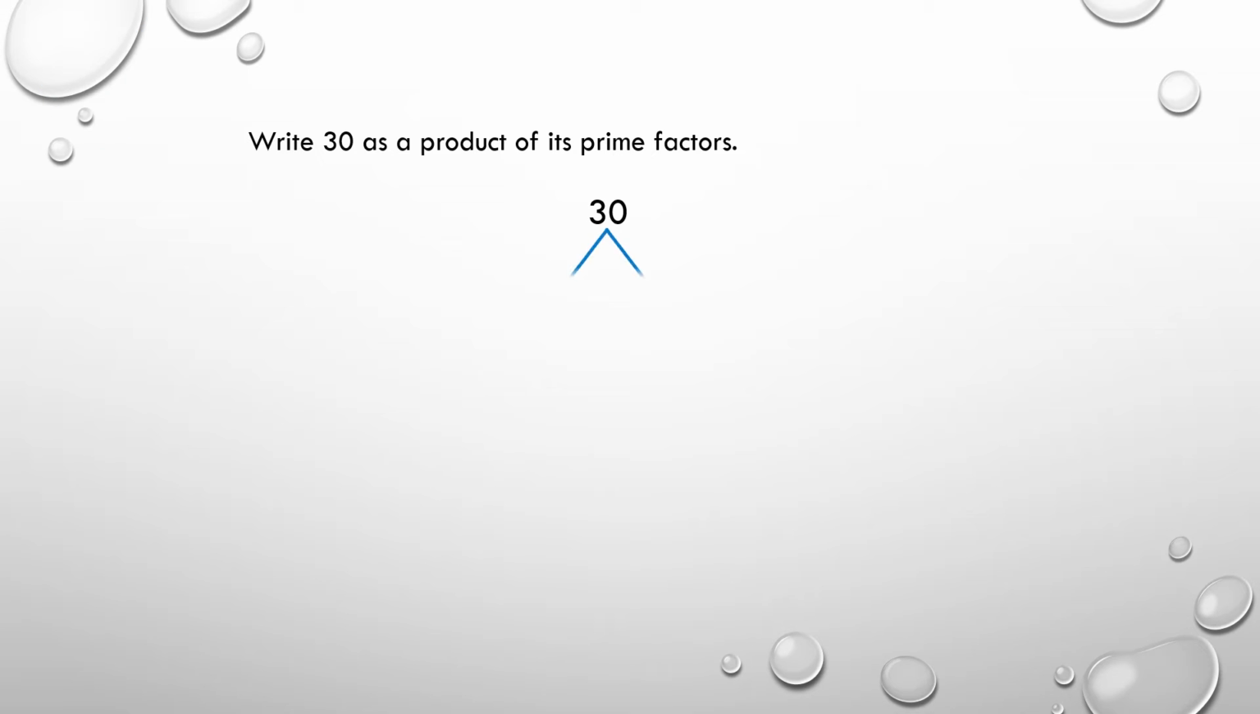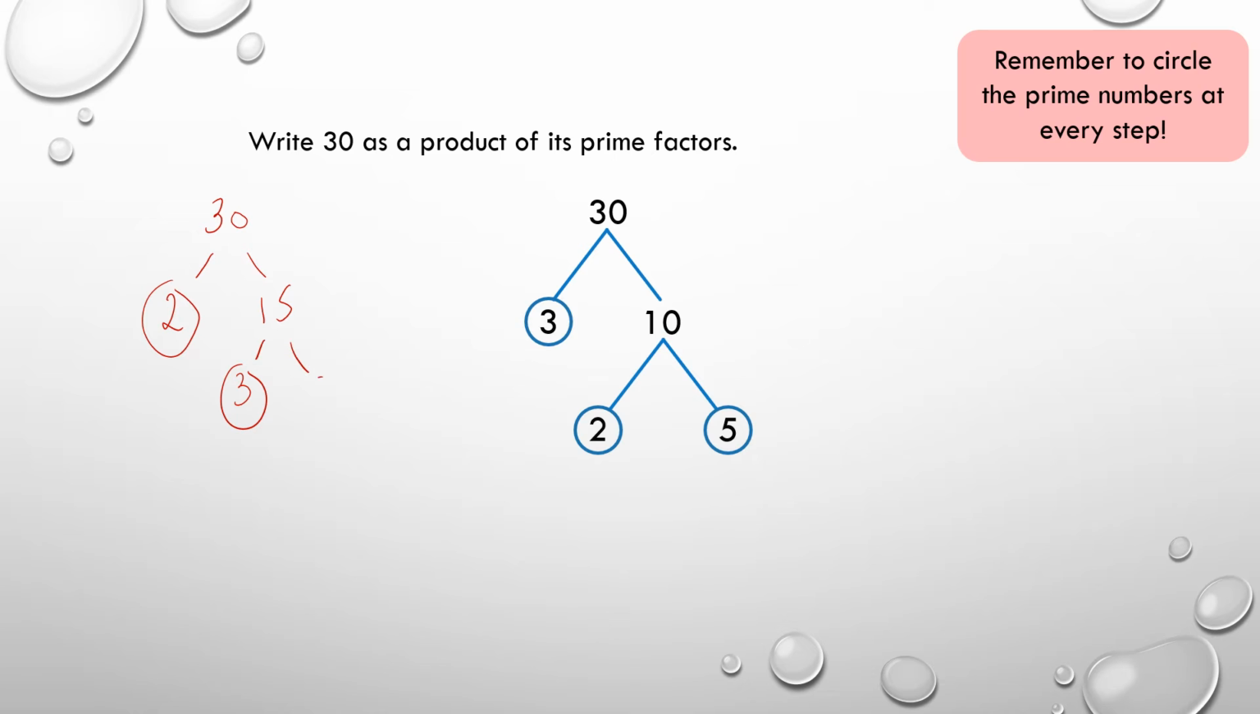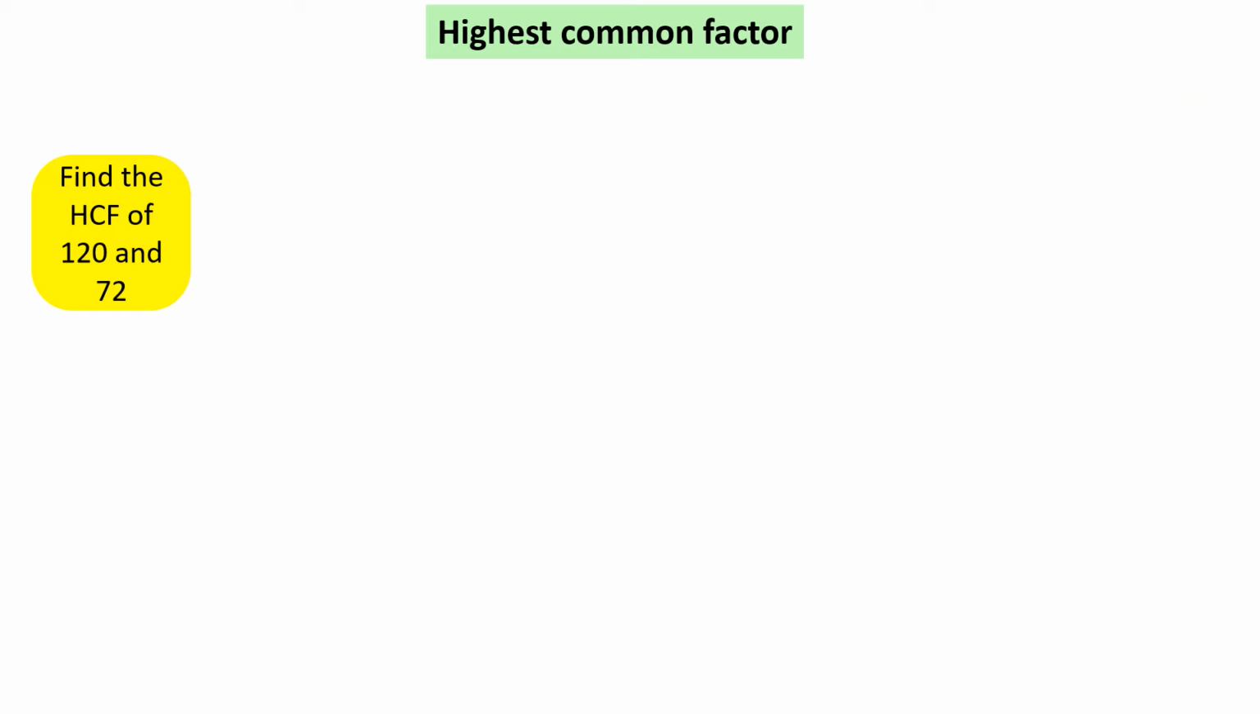So we should have got 3 times 10. Remember that 3 is a prime number, and then 10 would have split into 2 times 5. You could have done this a different way as well. Remember that it doesn't matter how you do it. You could have done 2 times 15 and then 3 times 5. You'd have still got the same numbers in the end. So 30 as a product of its prime factors is 2 times 3 times 5.